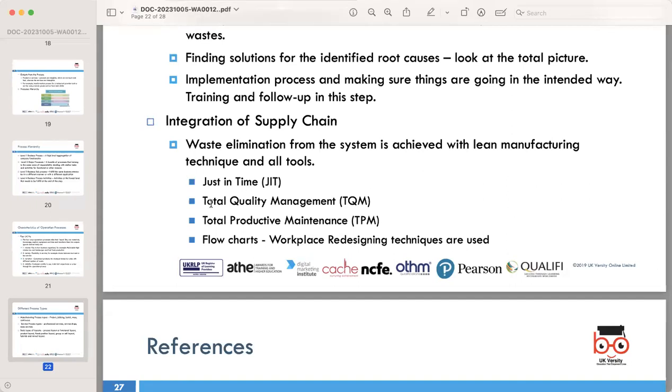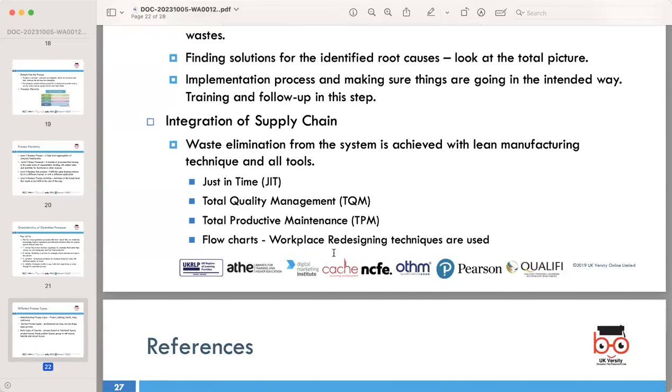Total quality management focuses on continuous improvement in product and service quality. It includes practices like quality control, quality assurance, and customer feedback analysis to reduce defects and waste. Total productive maintenance is a strategy for maintaining equipment and machinery to prevent breakdown and downtime. By ensuring that equipment is always in good working condition, waste related to maintenance and repairs is minimized.